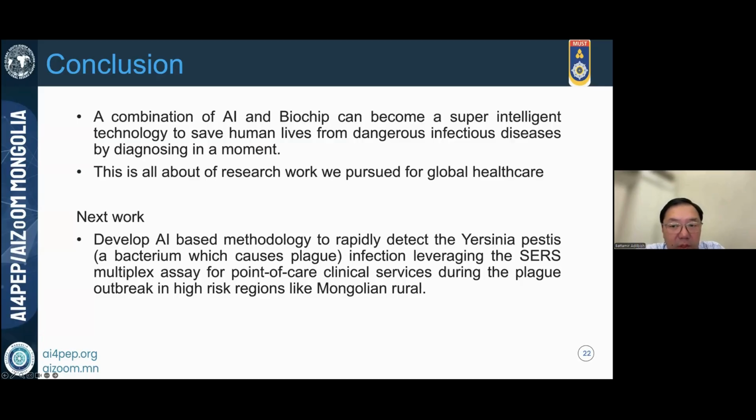In the future, we aim to expand the dataset for stronger validation, apply deep learning for automated feature extraction, and extend detection to other viruses like influenza and dangerous bacteria such as Yersinia pestis. Our vision is a universal and portable diagnostic platform.